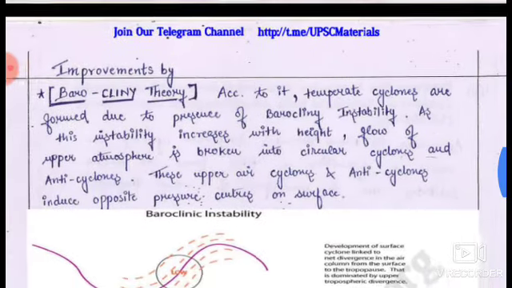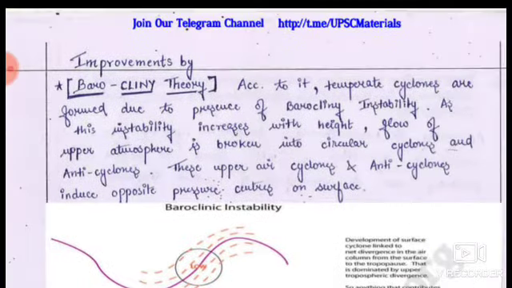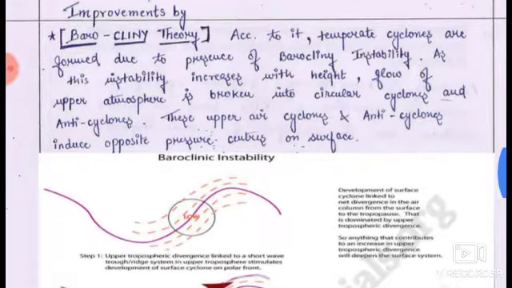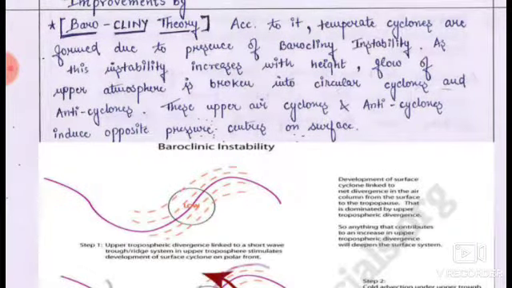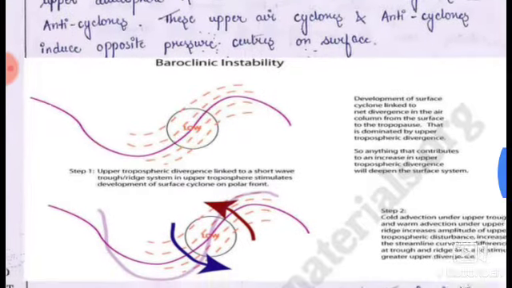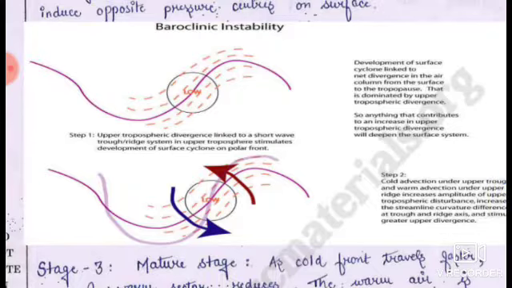So improvements by baroclinic theory. According to it, temperate cyclones are formed due to the presence of baroclinic instability. As this instability increases with height, the flow of the upper atmosphere is broken into circular cyclones and anticyclones. These upper air cyclones and anticyclones induce opposite pressure centers on the surface. So, baroclinic instability.